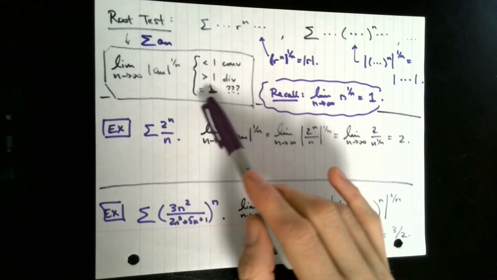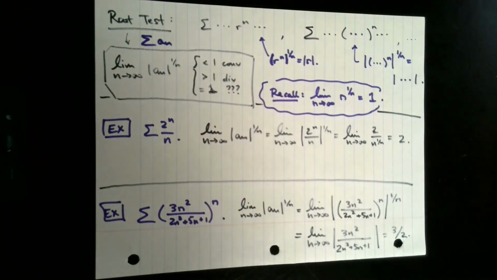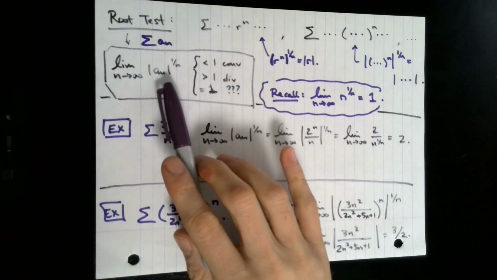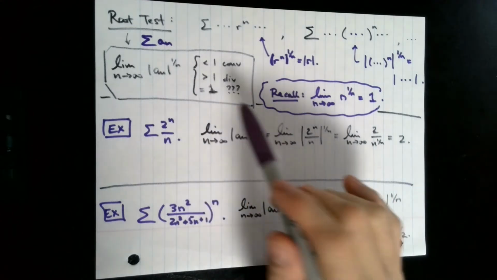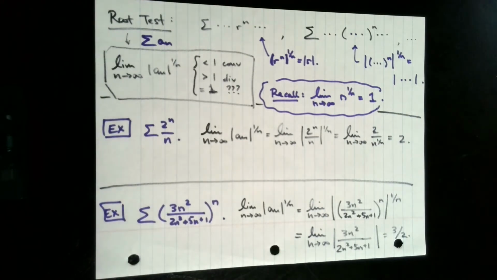Should you get the equal to 1 case, unfortunately the root test is inconclusive. We saw an example of that last time. We saw a series whose root test evaluated to 1 for a convergent series and for a divergent series. Well, unfortunately nothing can be said there. So this is what the root test is. And then the question becomes, well, when can we use the root test?